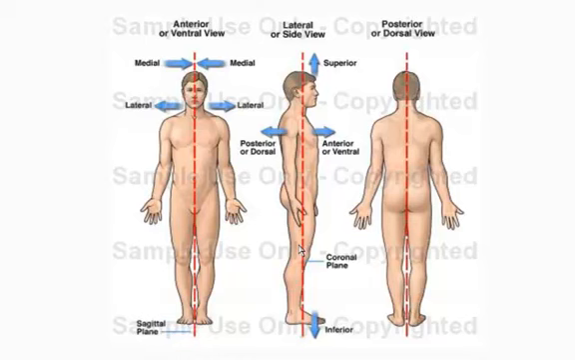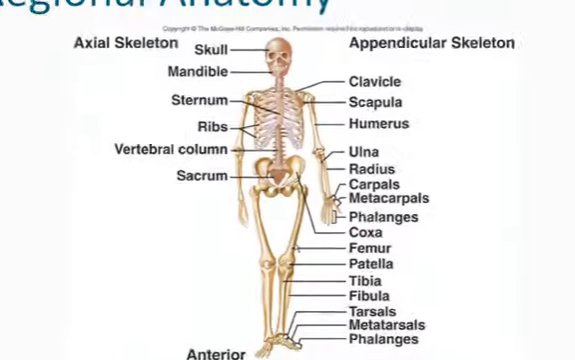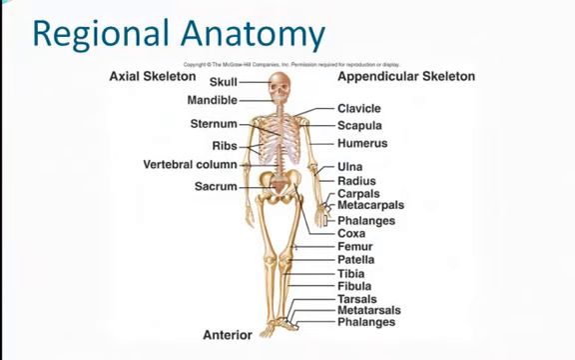And relative to the point of attachment of the appendage are proximal, which is closest to the point of attachment to the body, or distal, which is the furthest point from the body. The human body is divided into two main regions to study the skeleton.